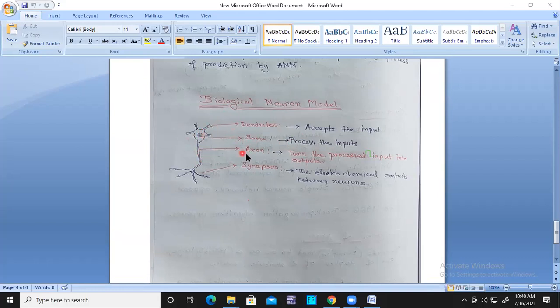And the axon. The axon is the line through which the processed data can be transferred as output data to the other neurons. Whatever it processes should be transferred to others, in a manner by which it becomes the input for the other neurons. And these are the synapses, which connect with the other neurons, so it can transfer this data from this axon to the other neuron. This is the biological model of a normal biological neuron.